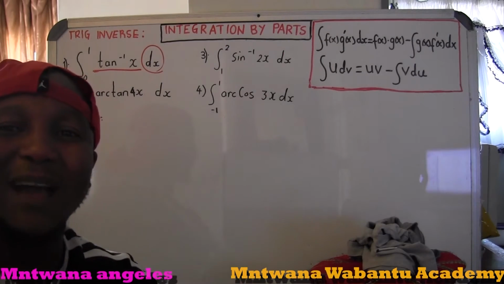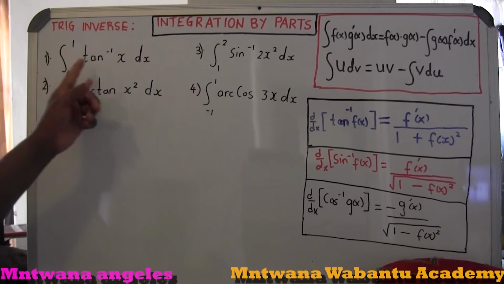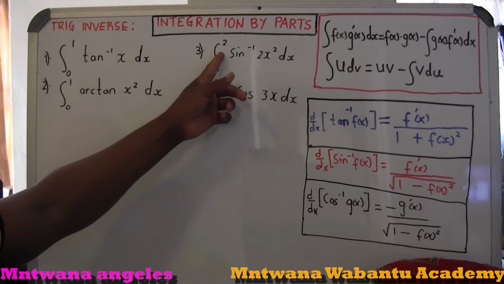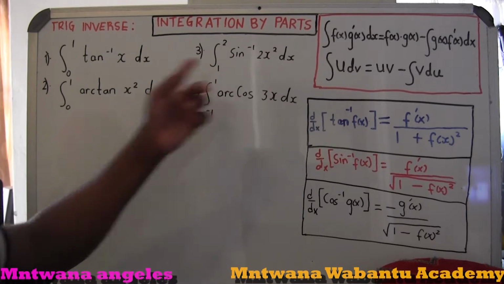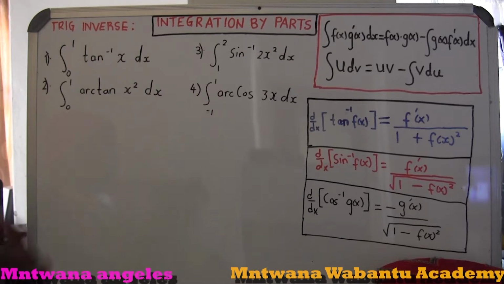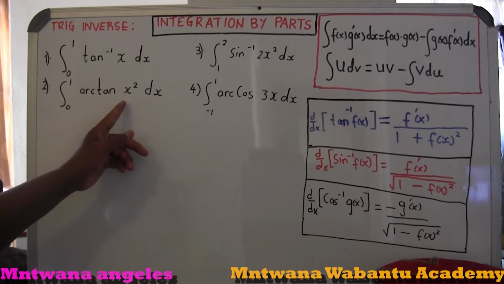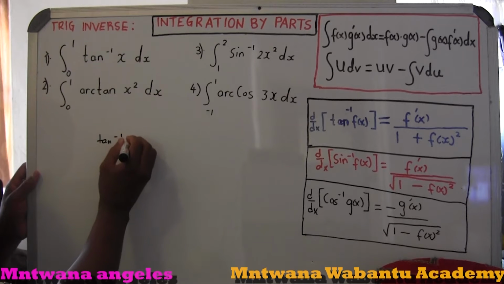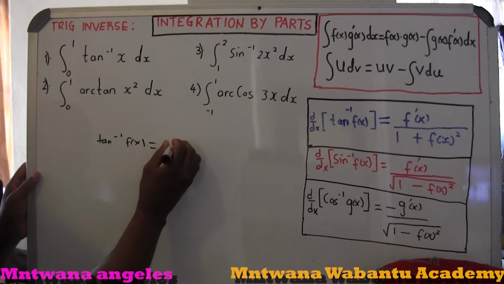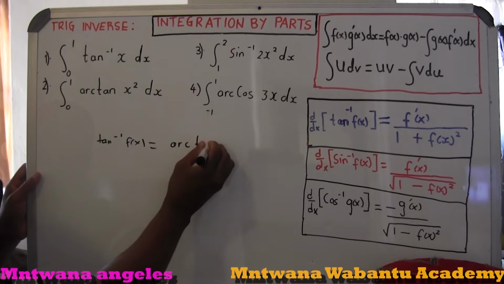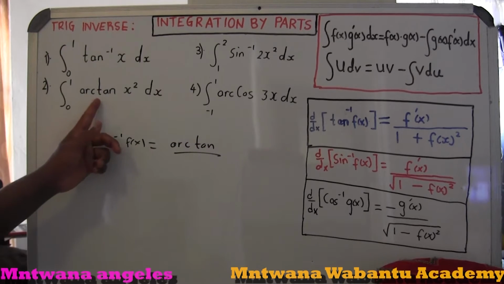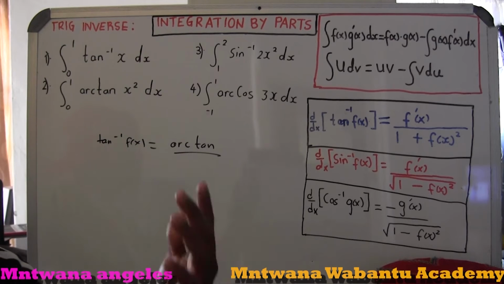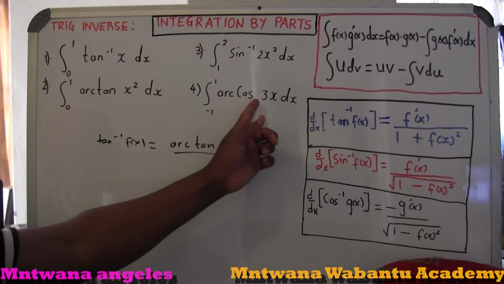Integration with trig inverse. Whenever they say arctan, or arc of any trig function, it means that's a trig inverse. So if you say arctan, it means tan inverse of whatever function you have. If somebody says arctan x squared, it means tan inverse of x squared. Same here, tan inverse of cos 3x.